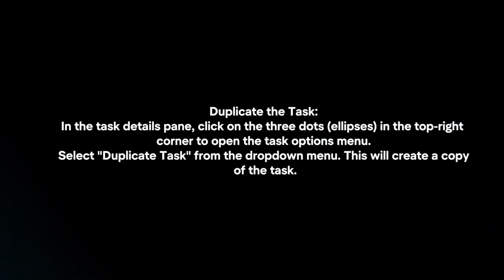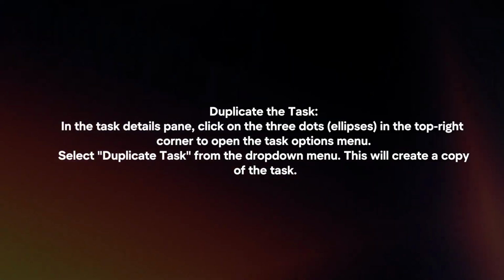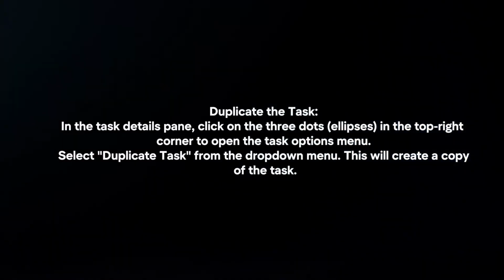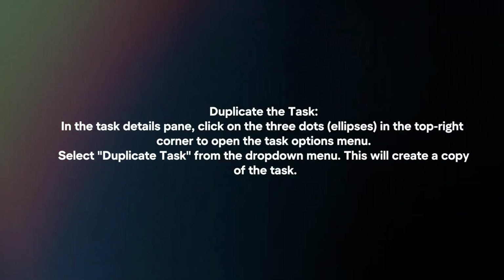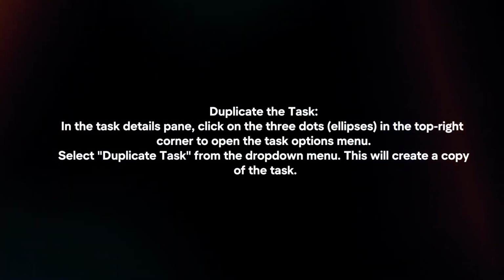Duplicate the task. In the Task Details panel, click on the three dots in the top right corner to open the Task Options menu. Select Duplicate Task from the drop-down menu. This will create a copy of the task.